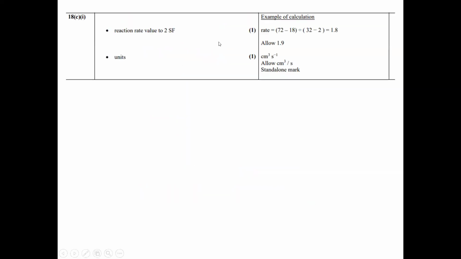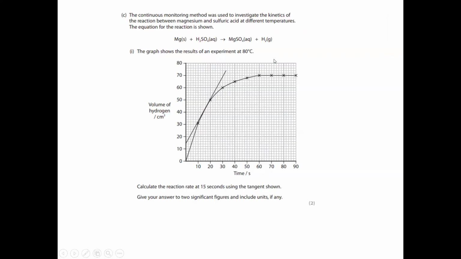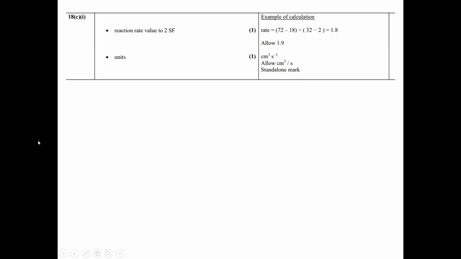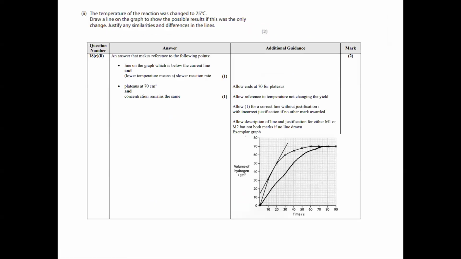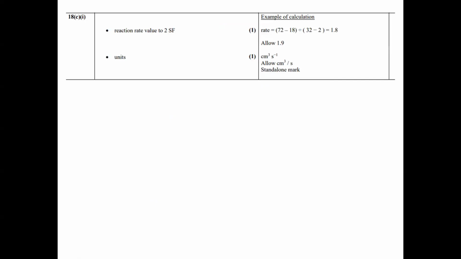So when I find the value, they expect you to find a value somewhere around 1.8, because they have given the graph, so it should be 1.8. They have allowed even 1.9. The unit should be cubic centimeter per second. So you simply select any 2 points on this graph, then you find the delta y value, then you divide by delta x. So delta y divided by delta x will give you the gradient that equals the rate of the reaction, right?